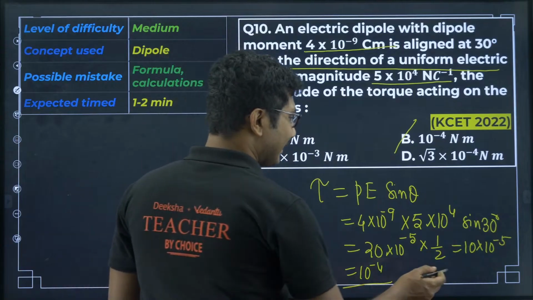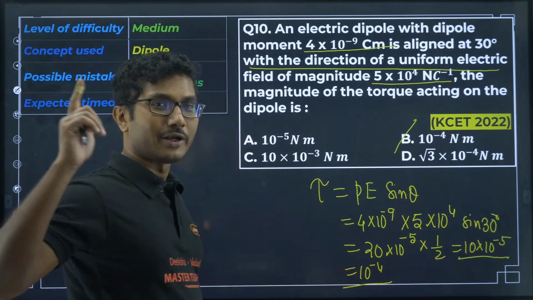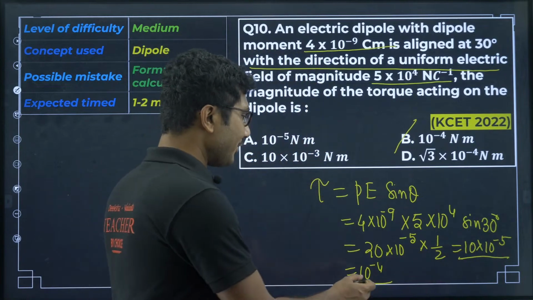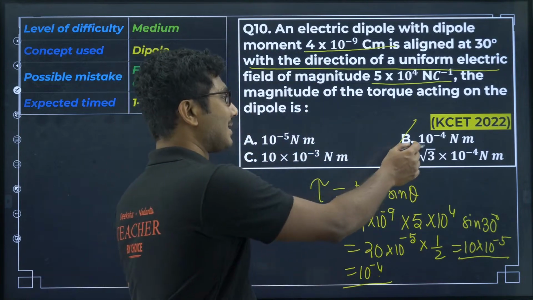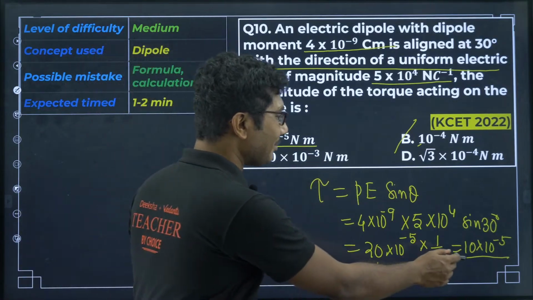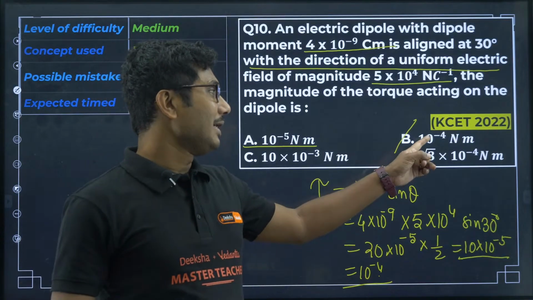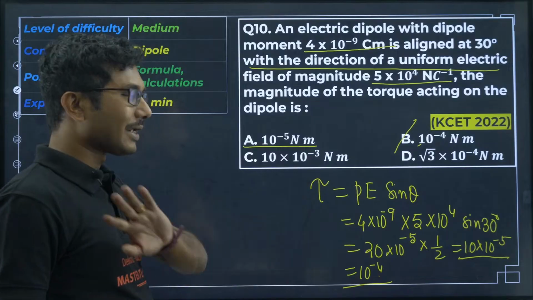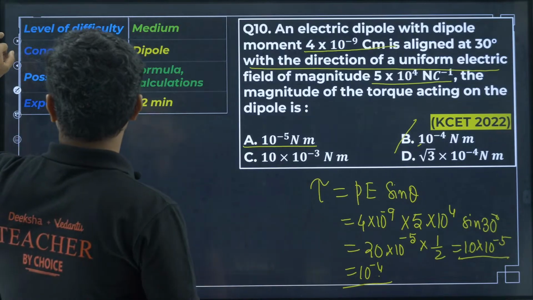So the tricky part for this problem is only one thing: because it is 10 into 10 to the power of minus 5, you have to reduce one power of 10 to match the correct answer. It is only giving you 10 to the power of minus 5, but there is a 10 multiplied with it, so that's why it will be option B, not option A. That is the only tricky part, otherwise very simple, easy question.